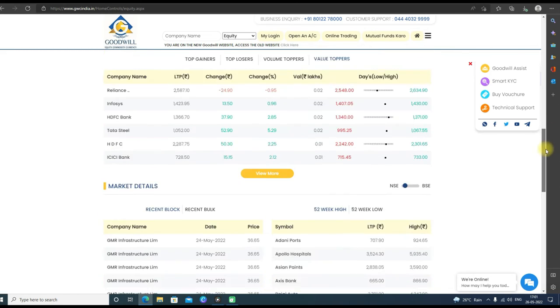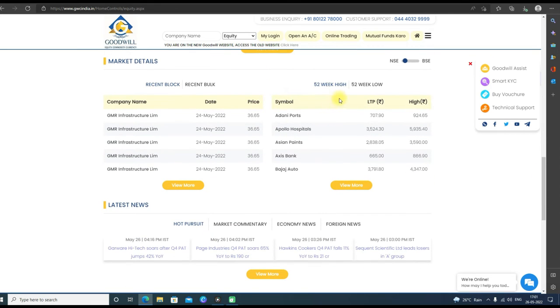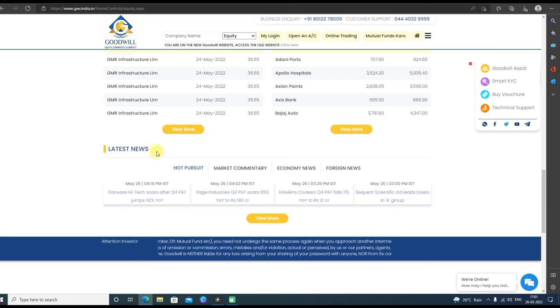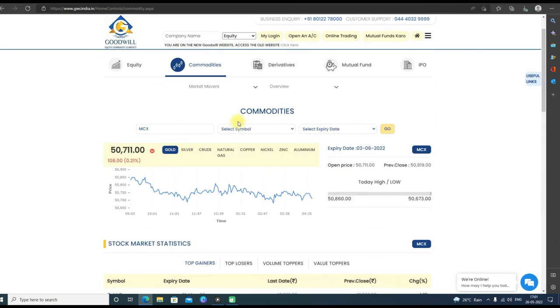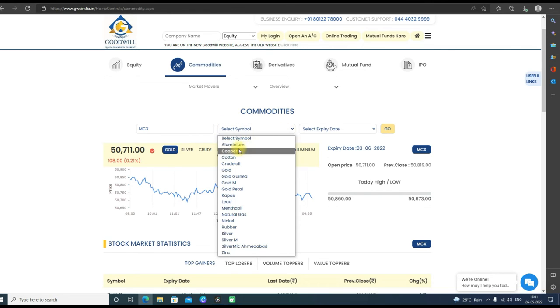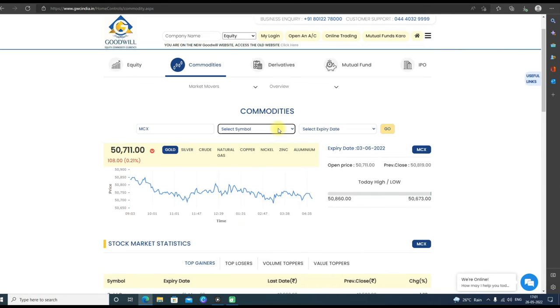and ICICI Bank. After that, we have the market details where we can get the information about the yearly highs and yearly lows. And from the bottom, we can see the latest news about the equity segment. And from here, we can basically choose the symbol in the multi-commodity exchange market. Like you can choose aluminum, copper, cotton, crude oil, or whatever commodity that you want to analyze.